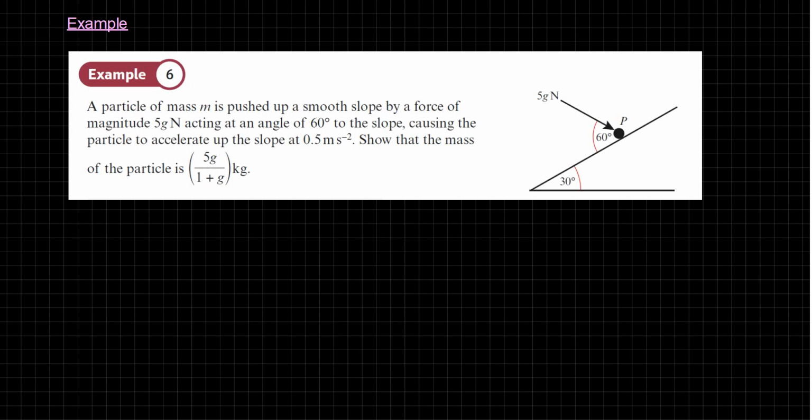Okay, so this object here, it's got the weight pulling it down in some sense, but then this force of 5g is strong enough to counteract that weight, and not only counteract it, actually cause it to move up the slope instead. Right, and we're going to show that the mass of the particle must be this. So the way we're going to do that is by drawing a nice diagram and resolving the forces.